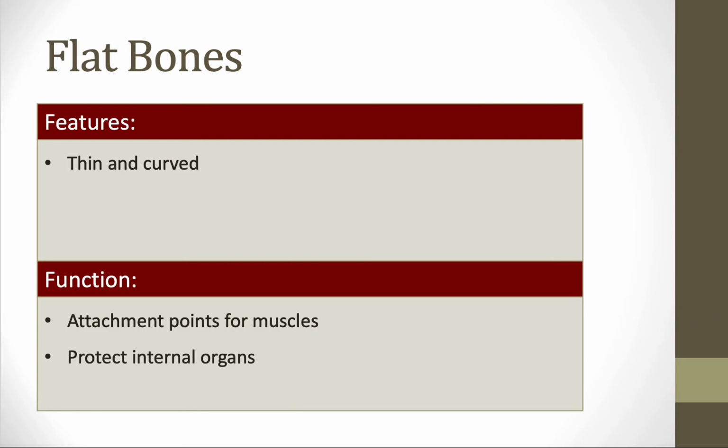Next we have flat bones. Flat bones are flat. They are thin and they're curved. They protect internal organs, so you're going to find these flat bones surrounding internal organs, and they also provide an attachment point for muscles. Now, of course, all bones, except for your ossicles in your ear, do provide attachment points for muscles. However, because they have so much surface area, there's a lot of attachment available for muscles.